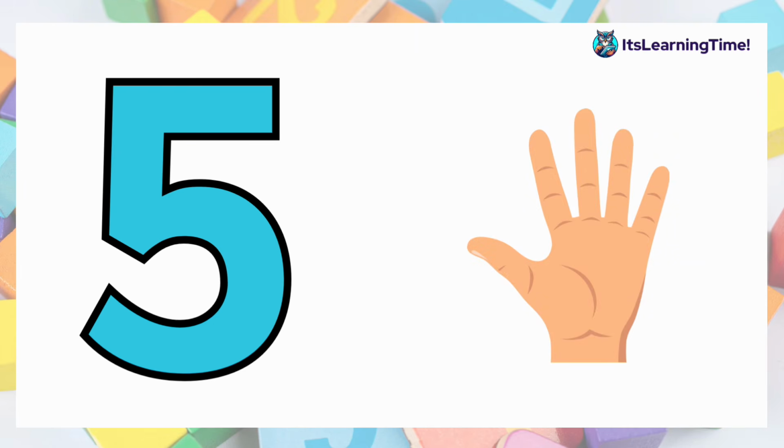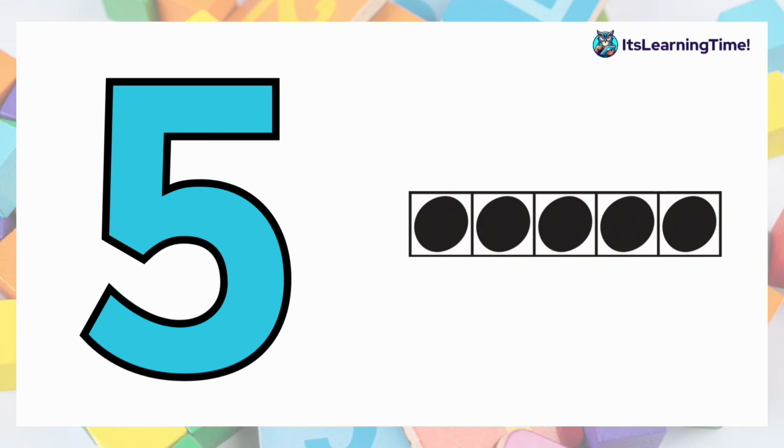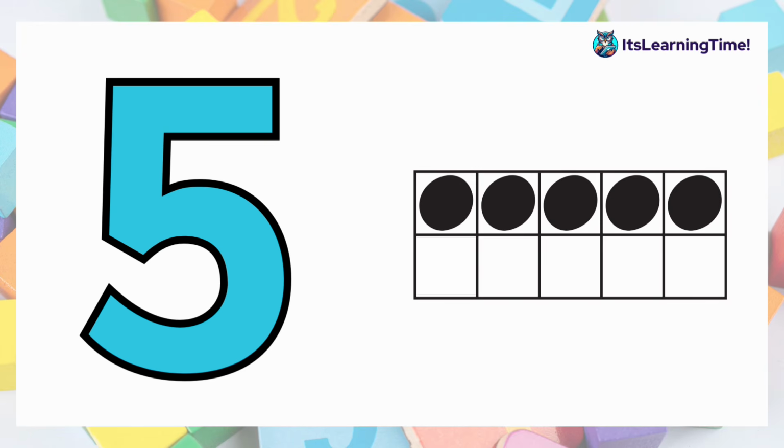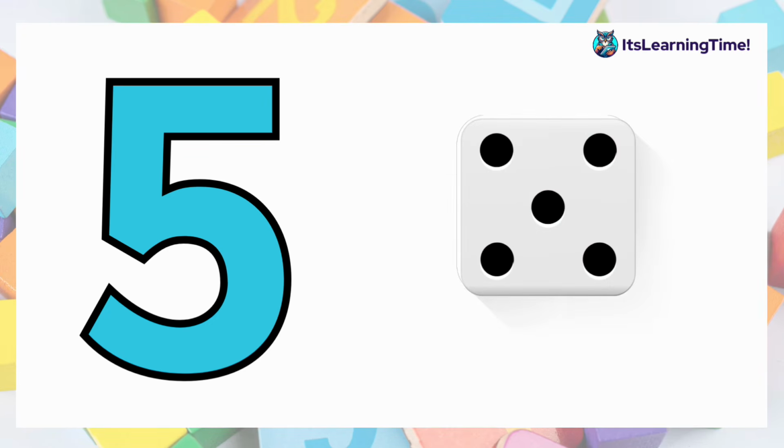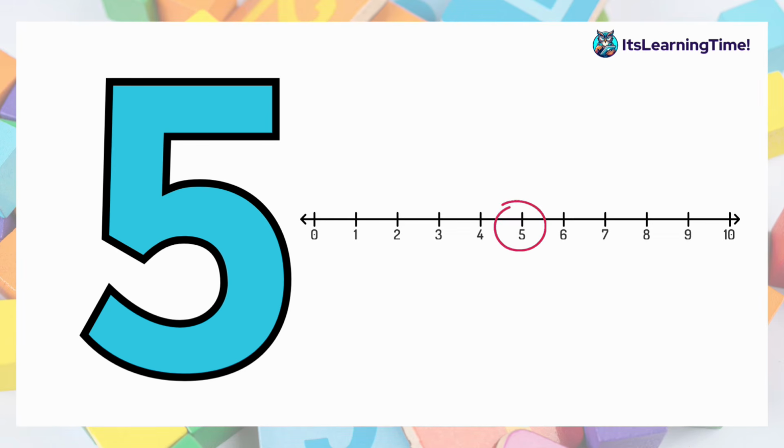We have 5 fingers. Here is 5 on a 5 frame. And here is 5 on a 10 frame. We have 5 on a die. And here is 5 on a number line.